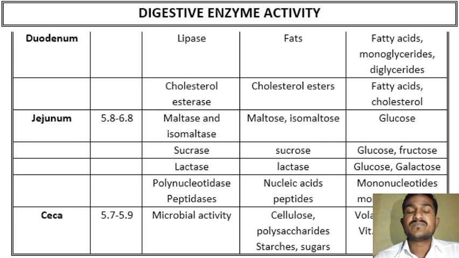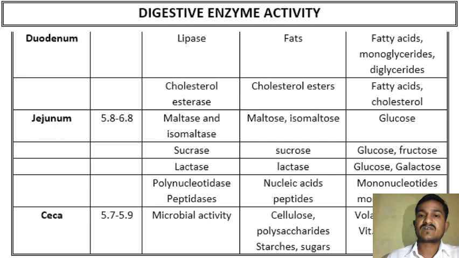Then in the duodenum there is also lipase, and this lipase acts on fat and converts it into fatty acids and monoacylglycerides as well as diglycerides. Clear? Then there is also another enzyme in the duodenum, cholesterol esterase. This enzyme acts on cholesterol esters and converts them into fatty acids and cholesterol molecules. Clear?